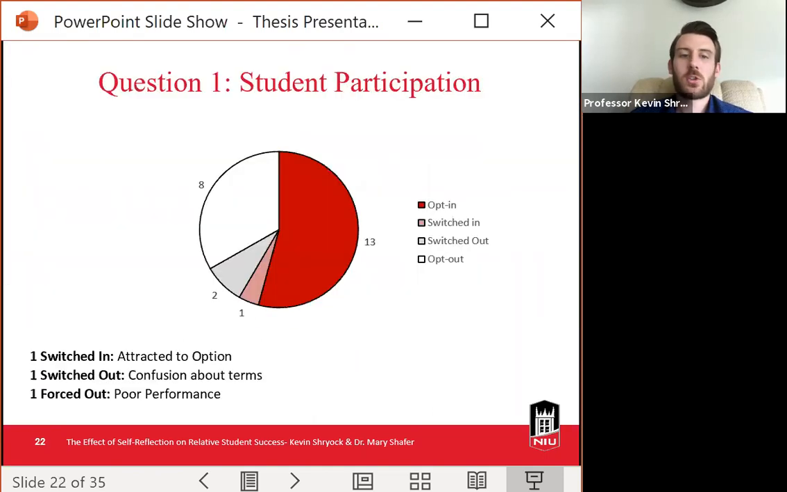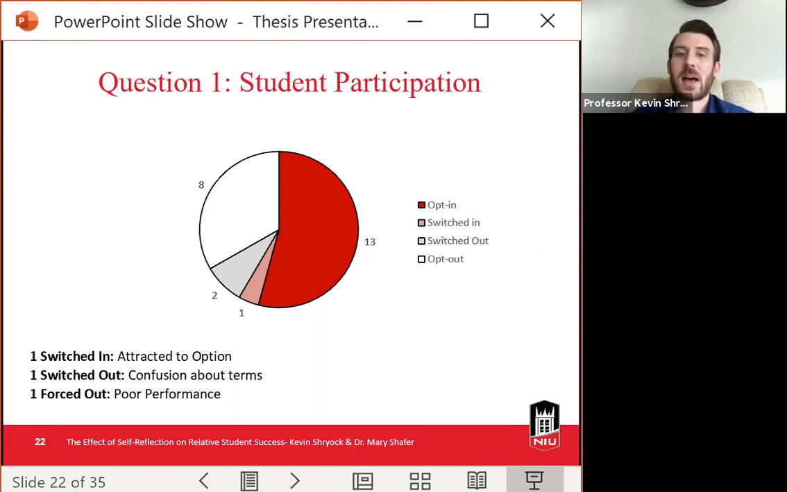So let's move on to question 1. Would students choose to participate in this framework? Out of the 24 students that were enrolled in the section, 15 students opted into the self-reflection option at the beginning of the course, and 9 opted out, showing that there was a clear majority of those who preferred to be in rather than out. This indicated that the option was initially attractive.